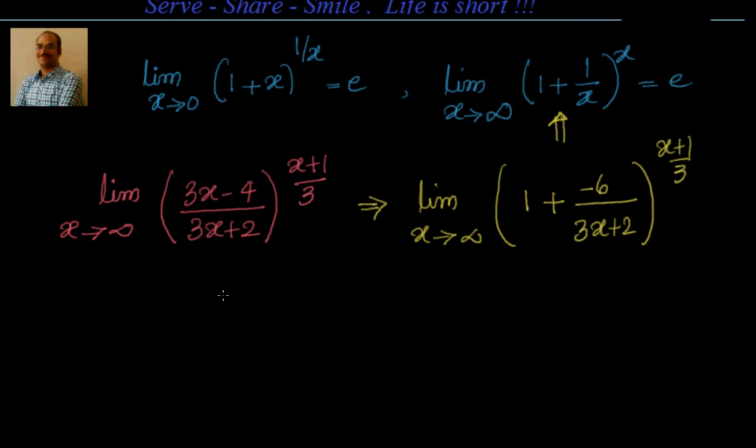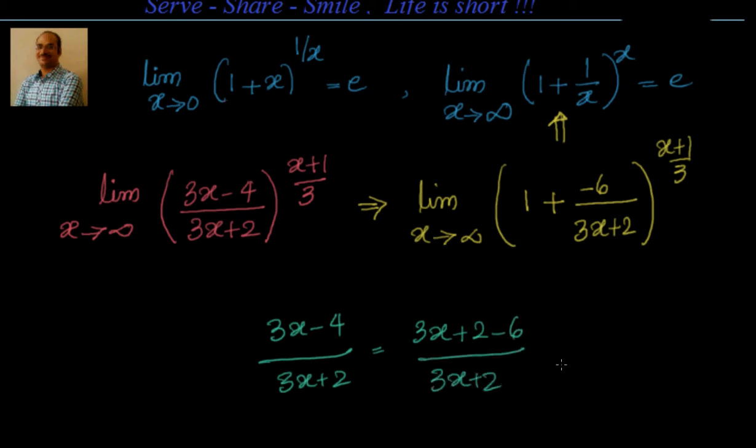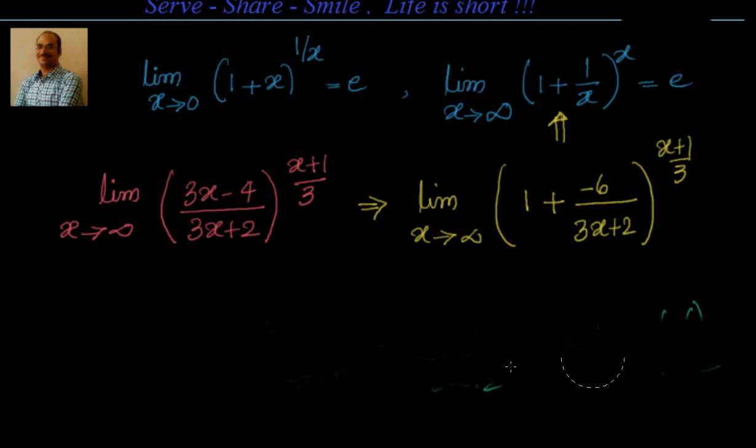Now how did we get that? Let me just explain. 3x minus 4 divided by 3x plus 2. Whenever you see something simple where the x terms are equal and only the constant is changing, you can manipulate that and say 3x plus 2 minus 6 by 3x plus 2. So that is nothing but 1 plus minus 6 by 3x plus 2. That's how we got it. Let me just erase that so we can move on.